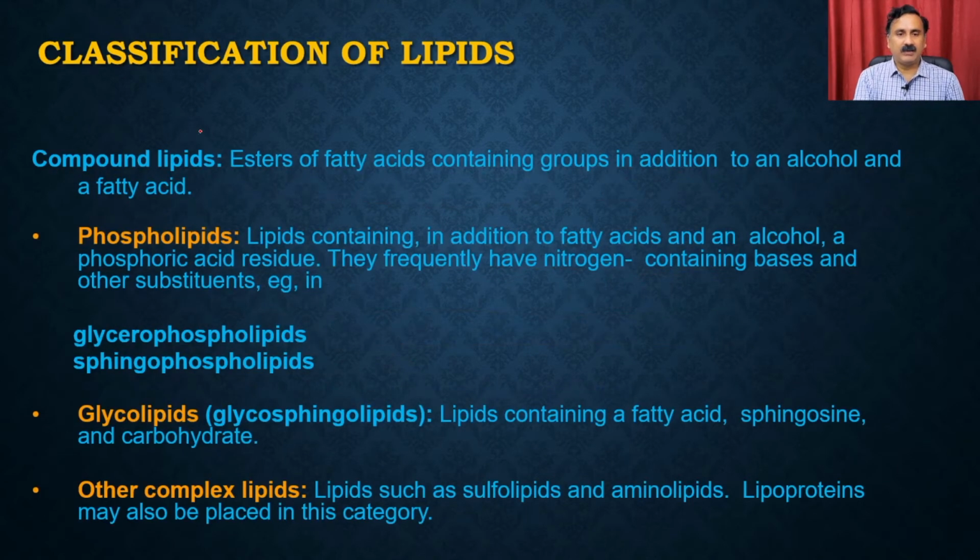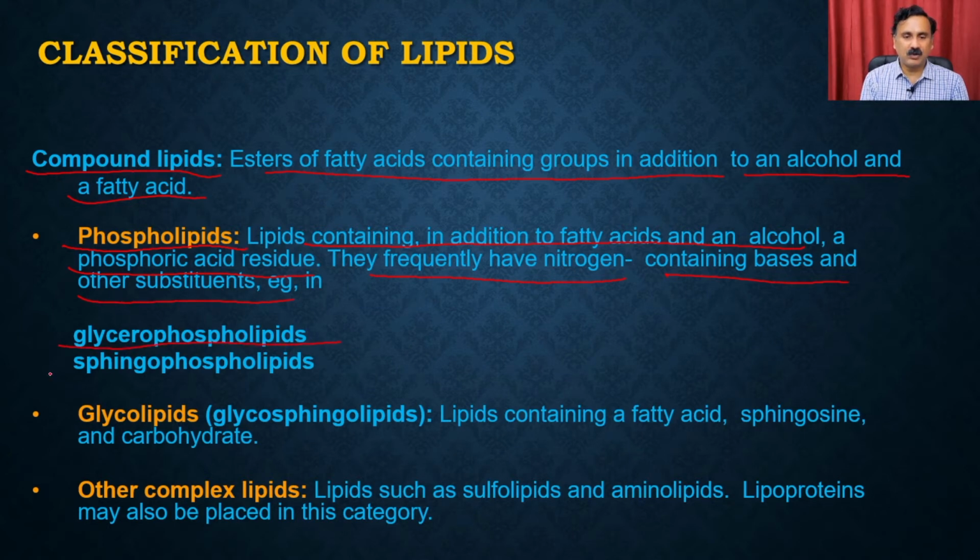Now let's talk about the compound lipids. So compound lipid, the ester of the fatty acid containing a group in addition to the alcohol and fatty acids. In this case you have the phospholipids. So lipid containing, in addition to fatty acid and alcohol, a phosphoric acid residue. They frequently have the nitrogen containing bases and other substituents. For example, we have the glycerophospholipids or the sphingophospholipids. So in the phospholipids, in addition to the alcohol base and the fatty acid, you are also going to have the phosphoric acid as an additional molecule. Then we can have the glycolipids.